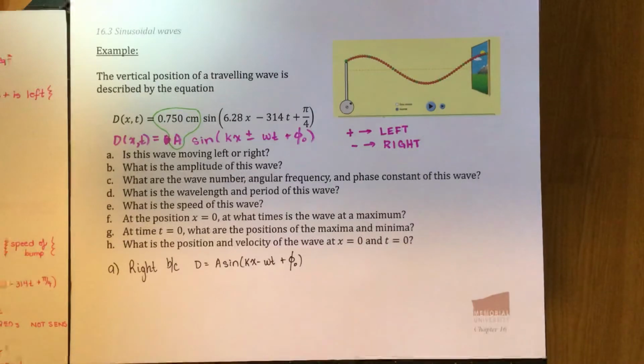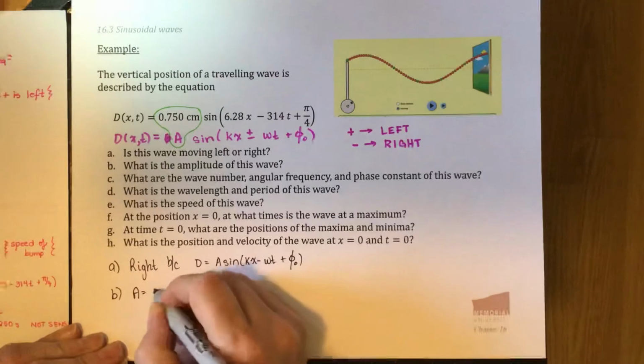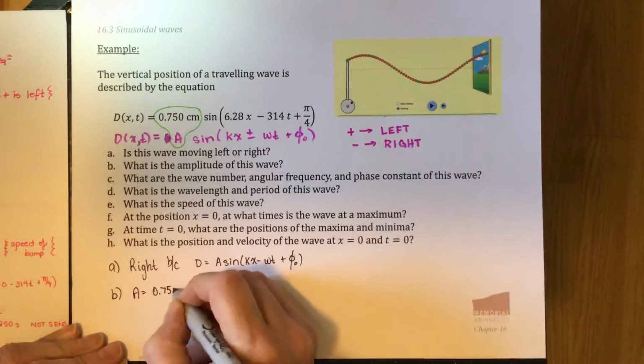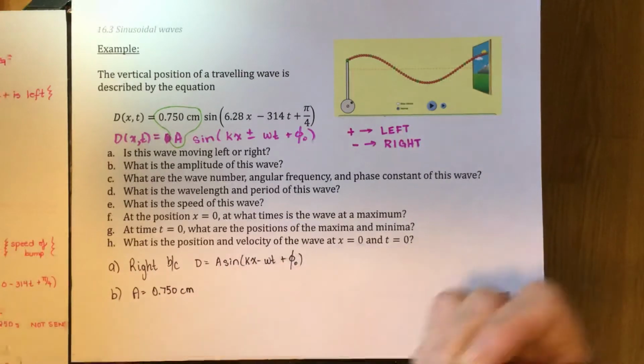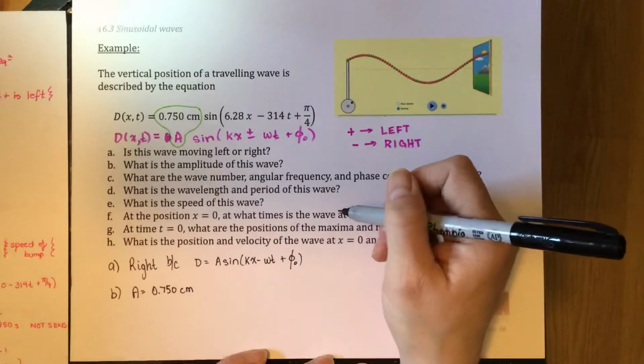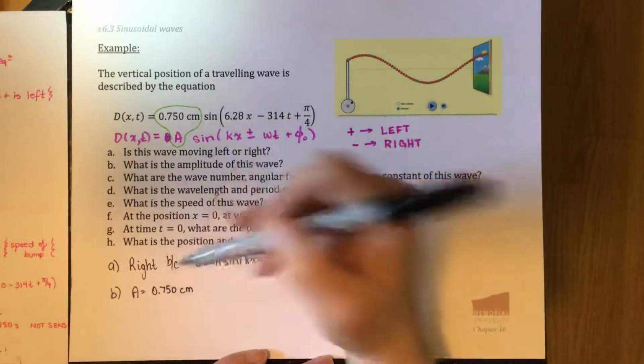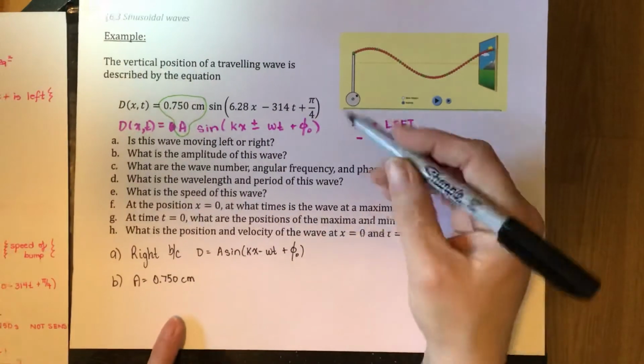So B, by comparison, A is equal to 0.75 centimeters. You can write this in meters if you wish: 0.75 times 10 to the minus 2 meters. That's absolutely fine. I'll stick with centimeters just because the number's a little easier to write.